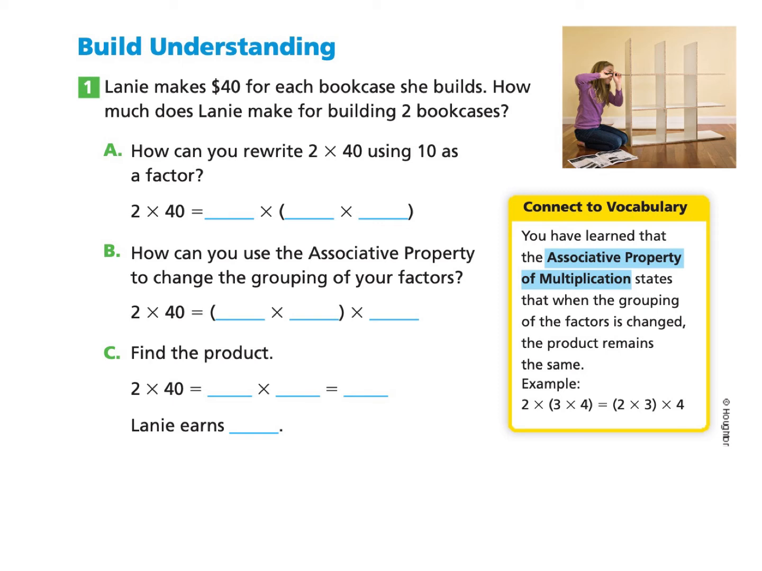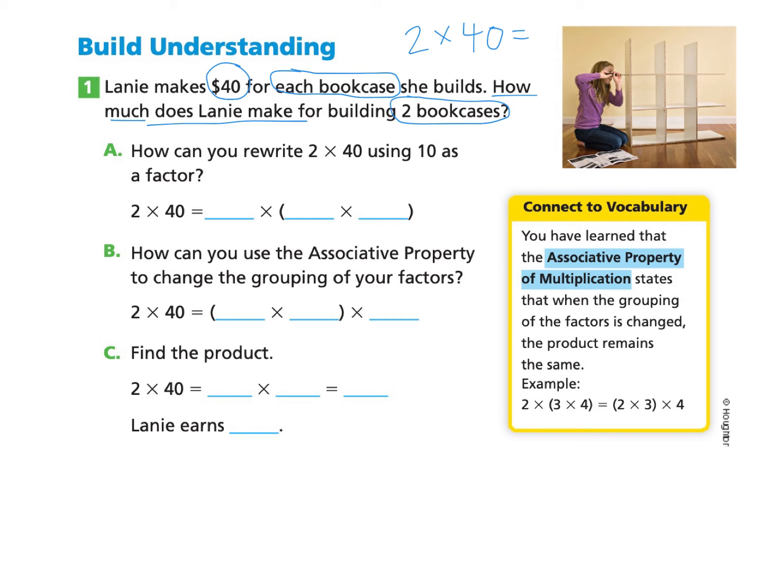Now let's go to under Build Understanding, Part 1. Lonnie makes $40 for each bookcase she builds. How much does Lonnie make for building 2 bookcases? Your first thought may be that writing 2 times 40 seems like the easiest way to solve this problem. But we are trying to learn other strategies because as the numbers get bigger and harder, we want to be able to have tools to help us solve equations that might seem very difficult.